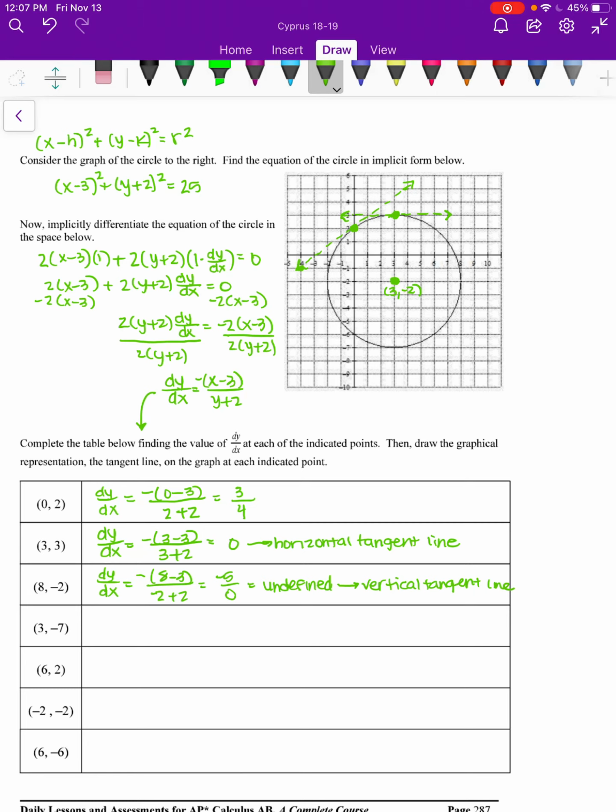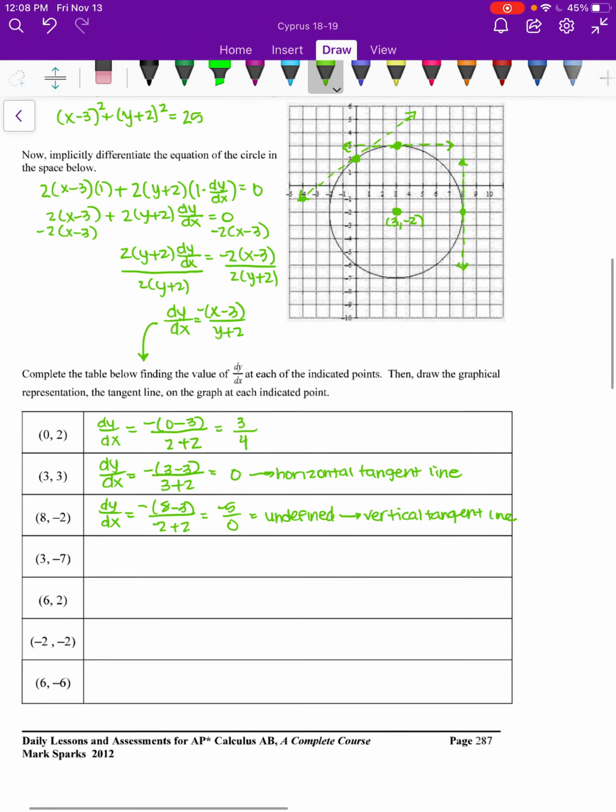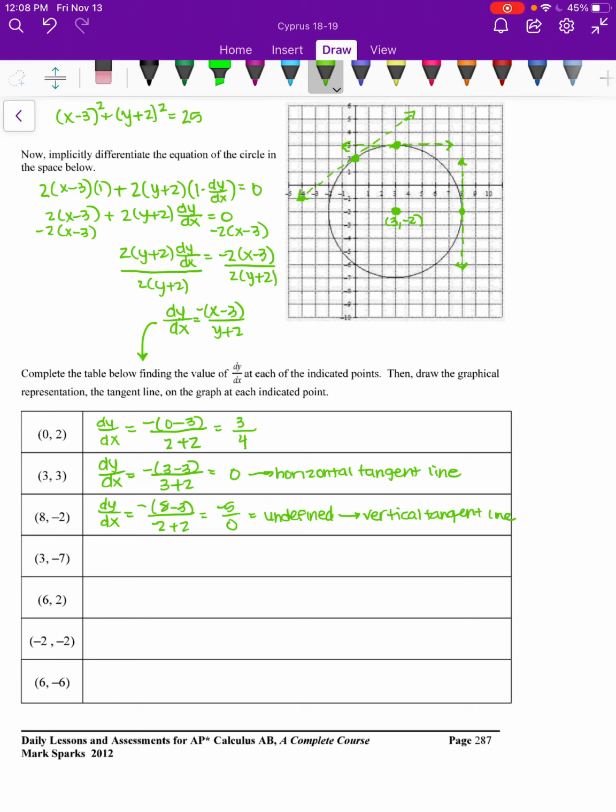So at 8, -2, it's right on the side there, we have a vertical tangent line. Okay. You can speed up through this part of the video if you want to quickly solve for these values and draw on those tangent lines.